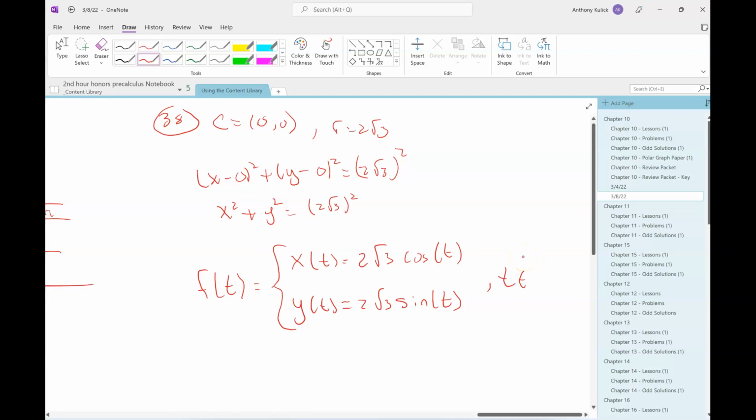The last thing we need to do is come up with an interval for this parameter. We need it to be the whole unit circle, so it should go from 0 to 2 pi.